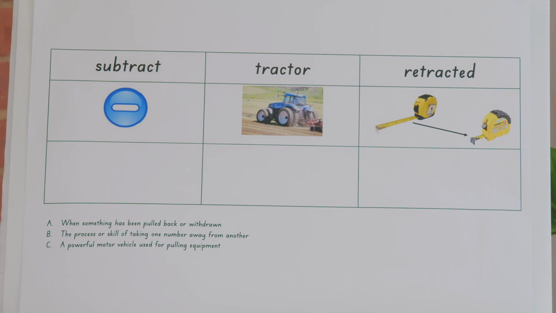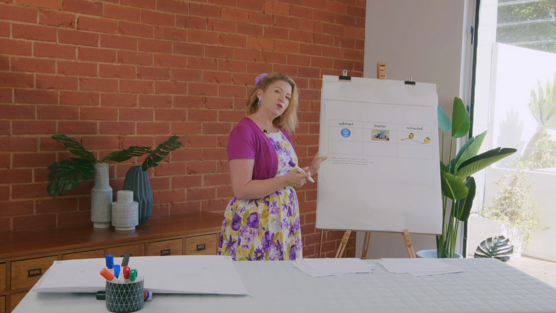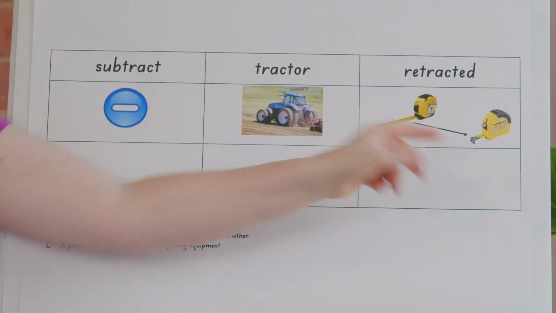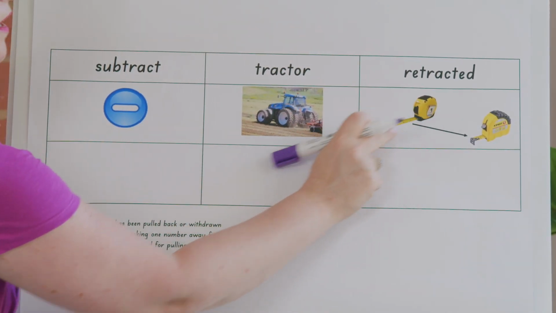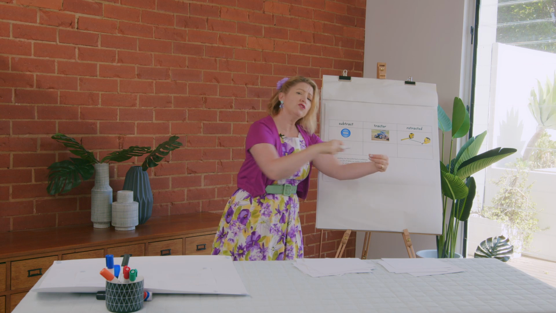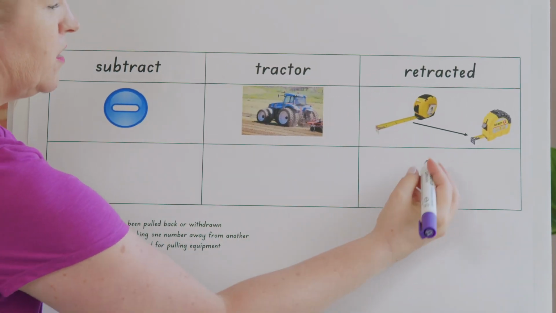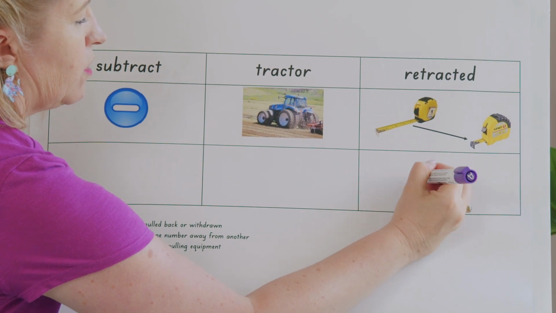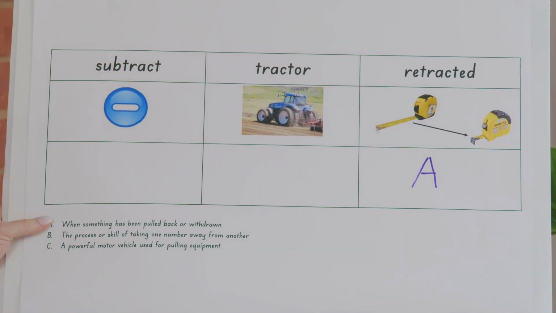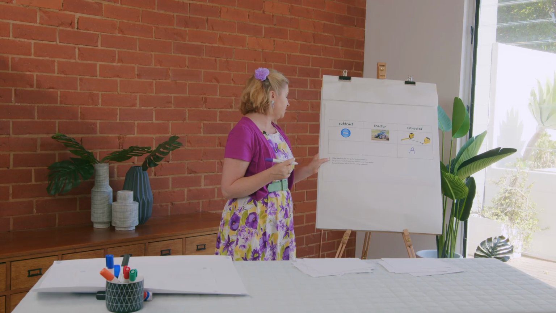Let's check them. So when something has been pulled back or withdrawn, it is retracted, just like on this tape measure here. You can see when they've measured something to see how long it is, they've pulled the tape measure out and then it's retracted, it's pulled back in to the tape. So it's not as long, so that's A, so retracted. So the definition for retracted is when something has been pulled back or withdrawn.